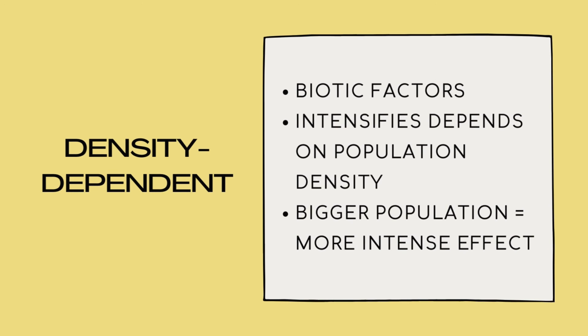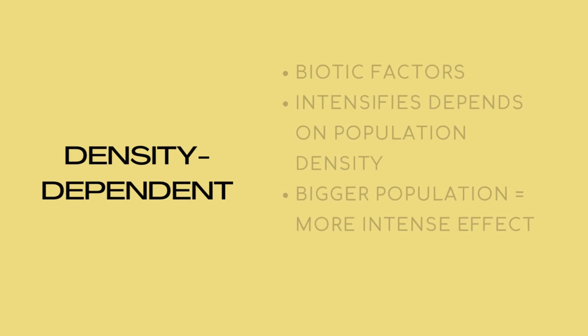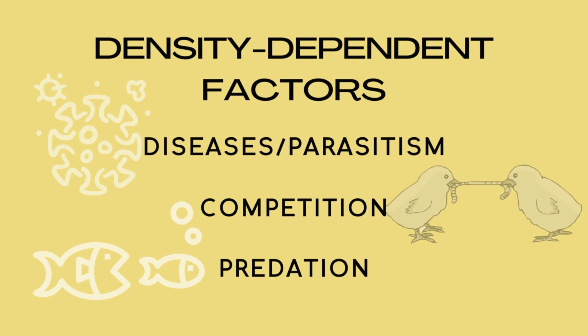Density-dependent factors are mostly biotic factors that regulate the population. It relies on density for the effects of it to be observed, hence the name density-dependent. Effects of these factors intensify, meaning the bigger the population, the more damaging and observable the effects of these factors. Examples of these factors are competition, predation, and diseases or parasitism.